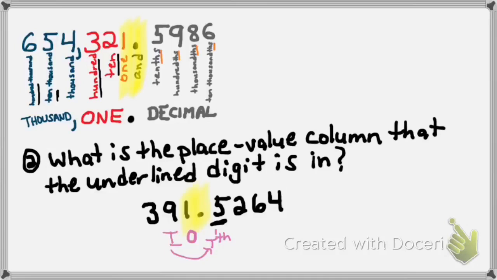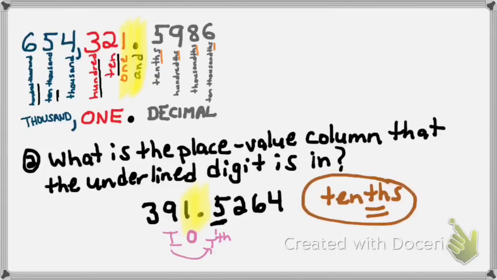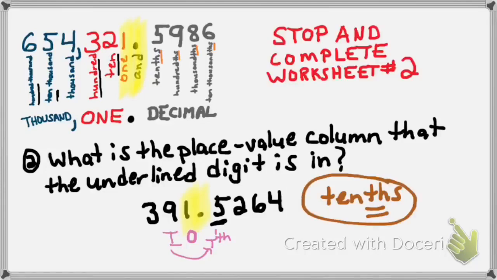So this underlined digit, the 5, is in the tenths column, with the TH at the end to show me that it's in the decimal period. Please stop the video and complete worksheet number 2 right now.